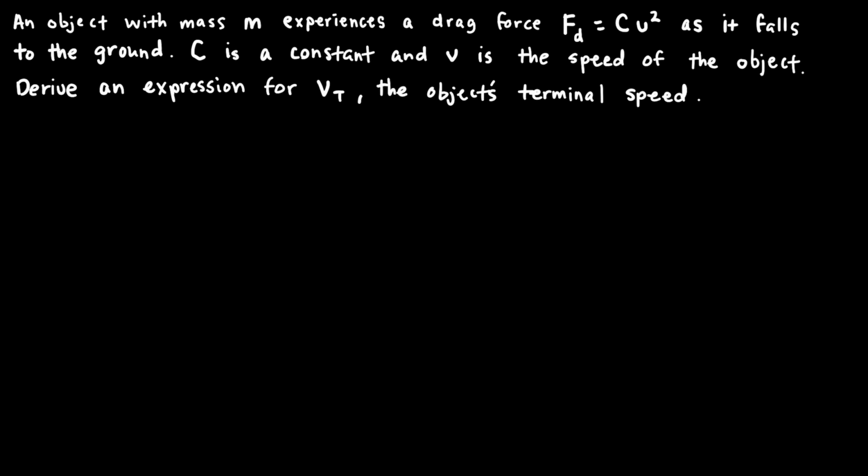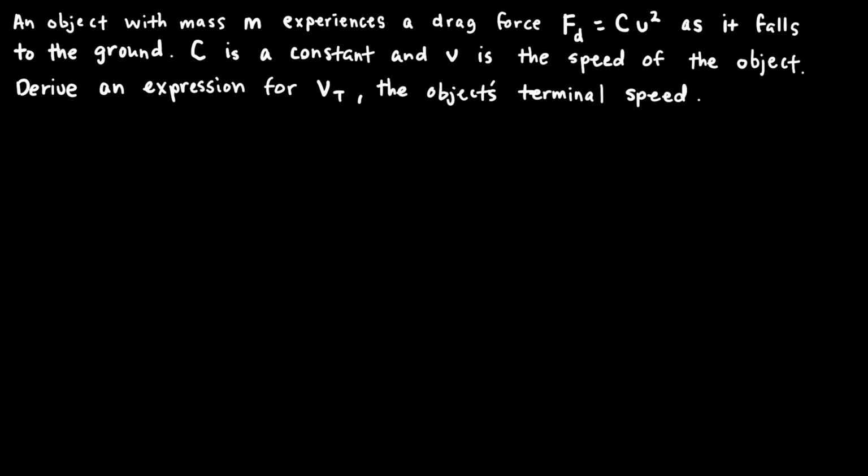So maybe you've heard that as an object falls, it accelerates due to the acceleration due to gravity, and it speeds up and speeds up. But because objects also experience a drag force, eventually they reach a terminal speed, a speed at which they stop accelerating and continue to move at a constant speed. So we're going to talk about that just a little bit.